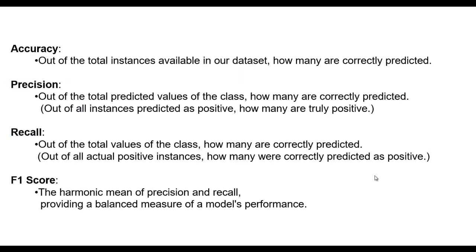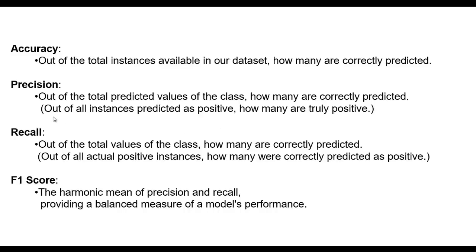Now let's revise. First, accuracy. Accuracy means out of the total instances available in our dataset, how many are correctly predicted. Now, precision. Precision means out of the total predicted values of the class, how many are correctly predicted. As we discussed, in a binary classification scenario, where there are two classes typically labeled as positive and negative, precision is often interpreted in the context of the positive class.